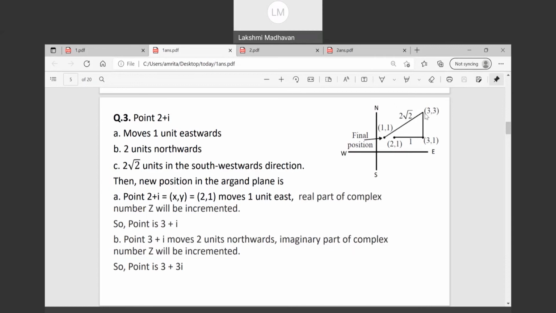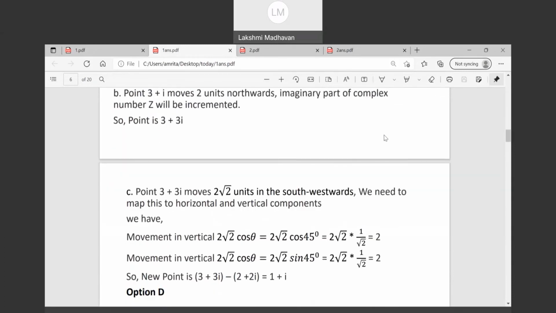Now next is the part where from here it moves to the southwest direction. It moves 2 root 2 units in the southwest direction. Now we have to find out this position, the final position where it halts. Okay, so now let's see how we are going to find it.